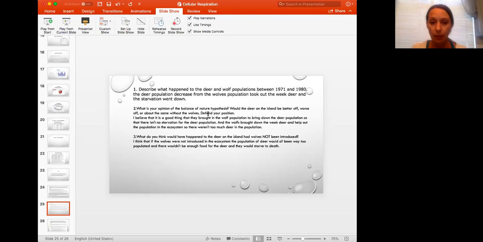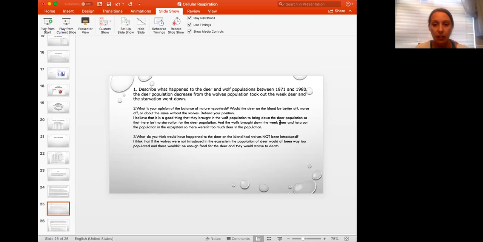What's your opinion about the balance of nature hypothesis? I believe that it's a good thing that they brought the wolf population to bring down the deer population so that there isn't any starvation for the deer population. And the wolves brought down the weak deer and helped out the population in the ecosystem so there weren't too much deer in the population. So I like that this student made that point about taking down the weak deer.